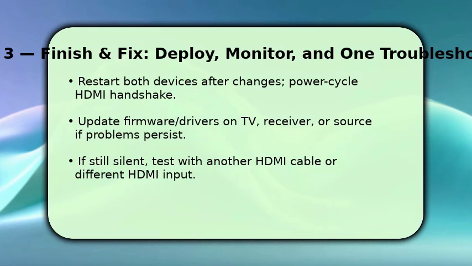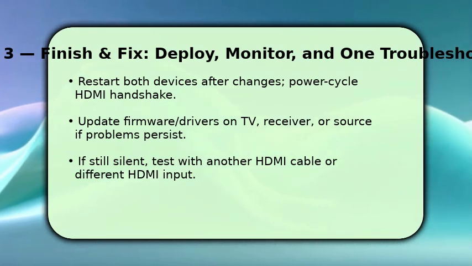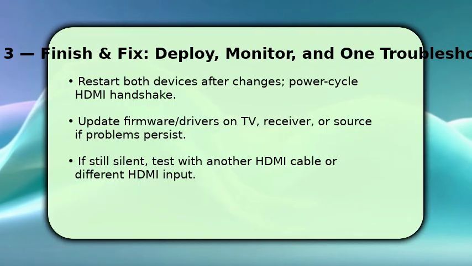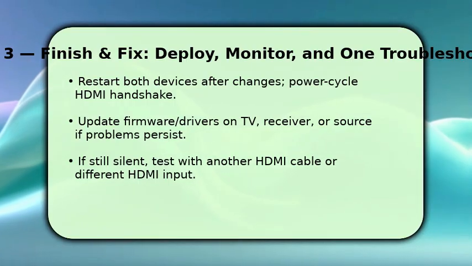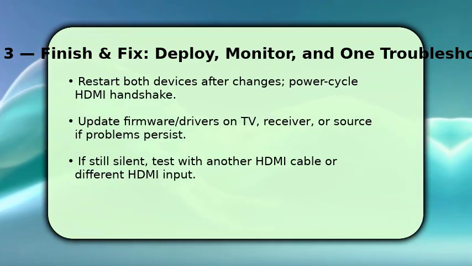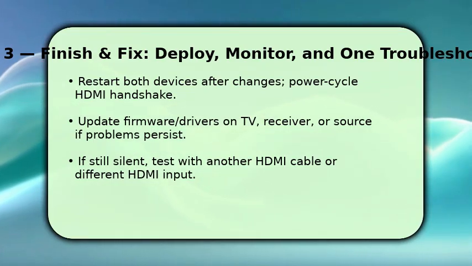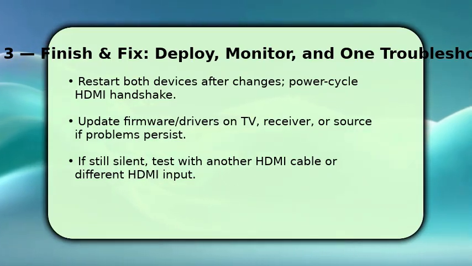Finally, finalize the setup and verify sound output. Play a test file or stream, then use the display or receiver volume controls to confirm audio is present. If you hear nothing, power cycle both devices to force an HDMI handshake. This often restores the link.